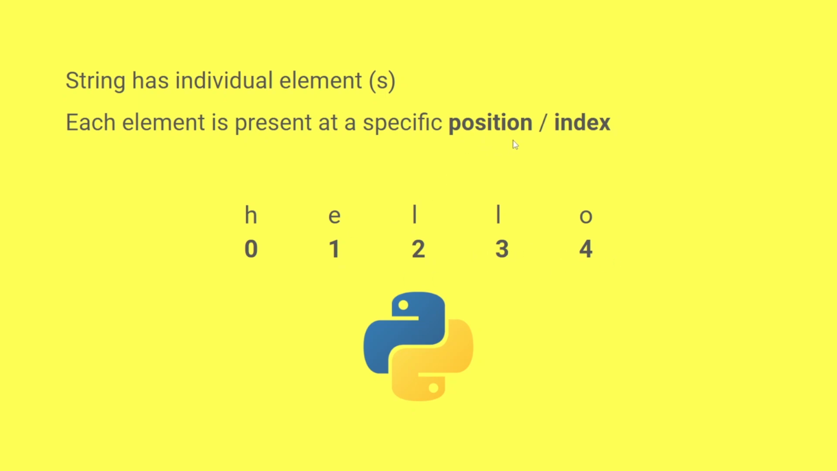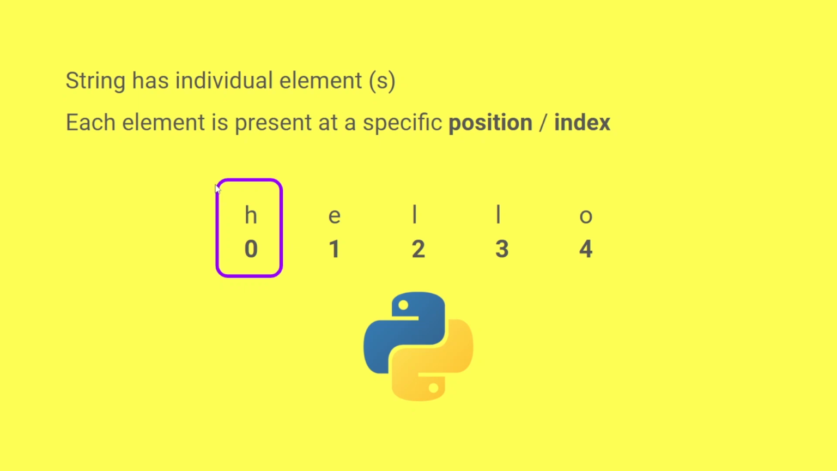Now position and index are the same thing. So if you say the position of H is 0, it is the same as saying the index of H is 0. In the world of programming we use the word index quite often. So whenever you hear somebody use this word index, they basically mean the position of the element, like the index of O is 4. Using the index of the element, you can select a specific element inside a string.